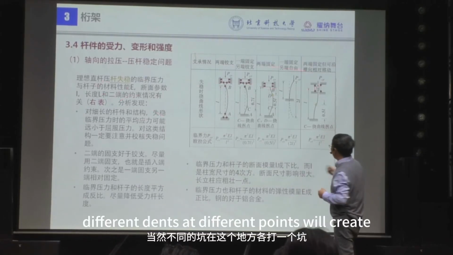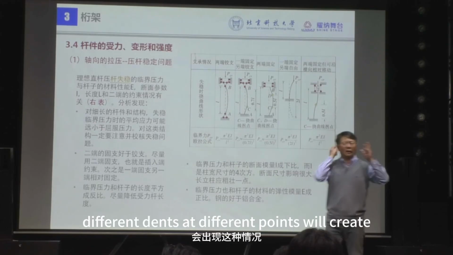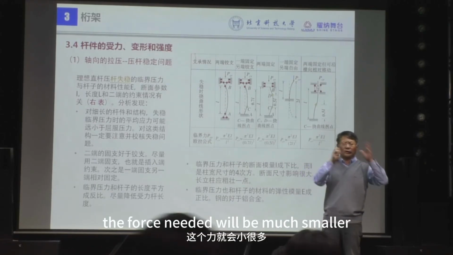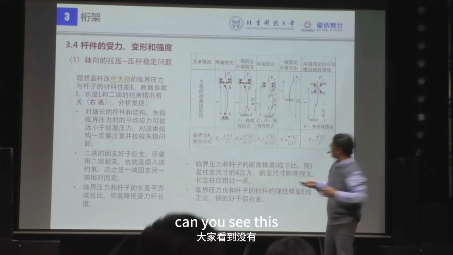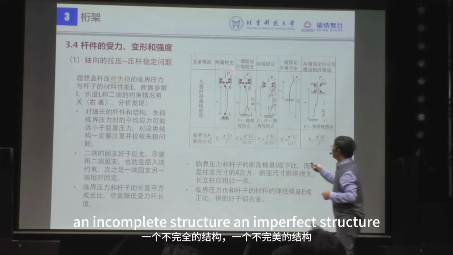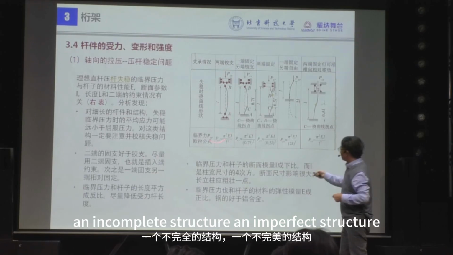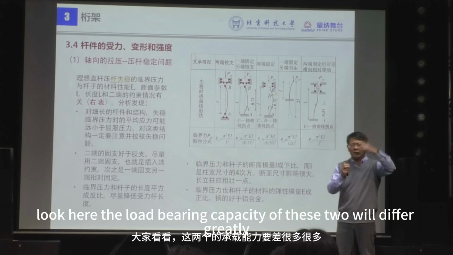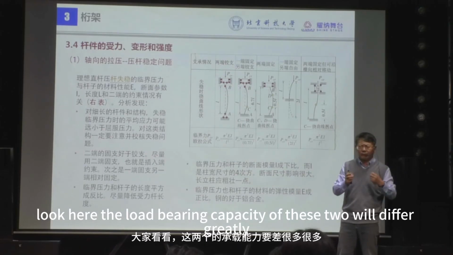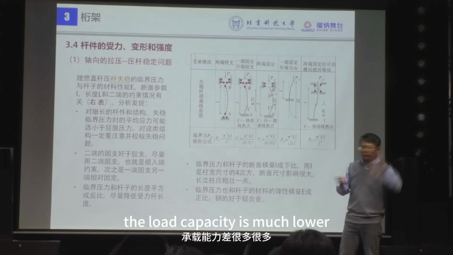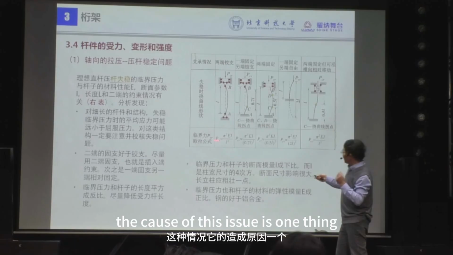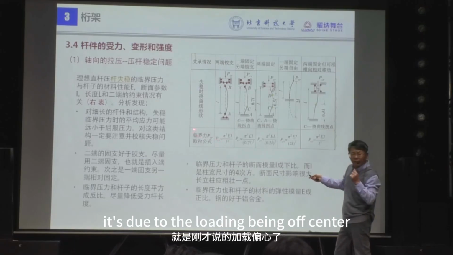Of course, different dents at different points will create variations. This situation will occur. The force needed will be much smaller. Can you see this? It will be much smaller. An imperfect structure roughly looks like this. Look here. The load-bearing capacity of these two will differ greatly. The load capacity is much lower. So as previously mentioned, I just explained this. The cause of this issue is one thing. It's due to the loading being off-center.